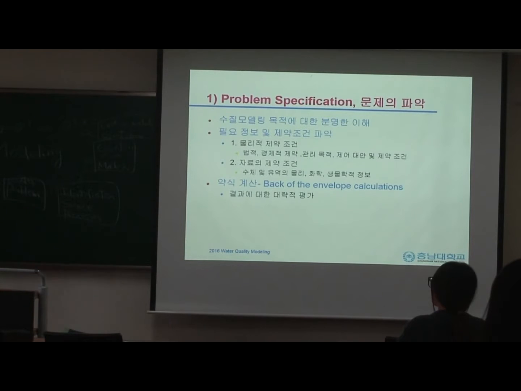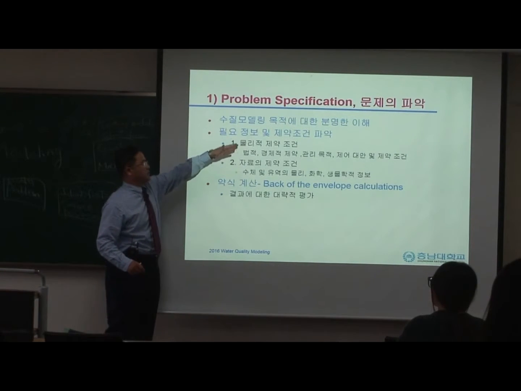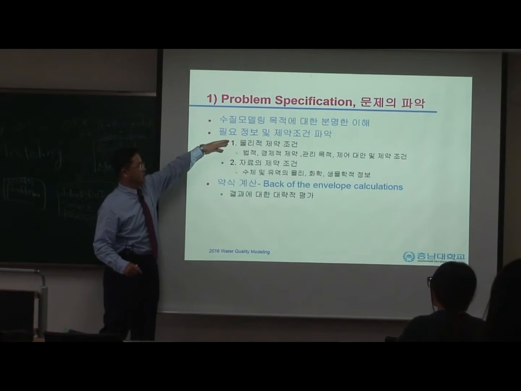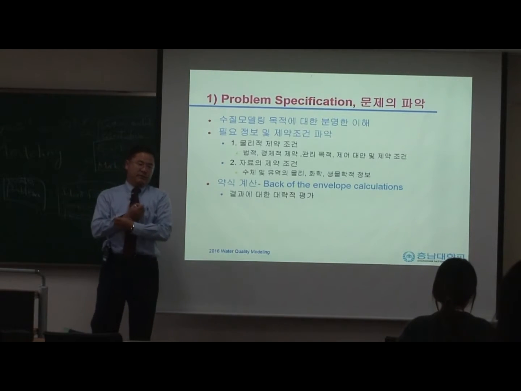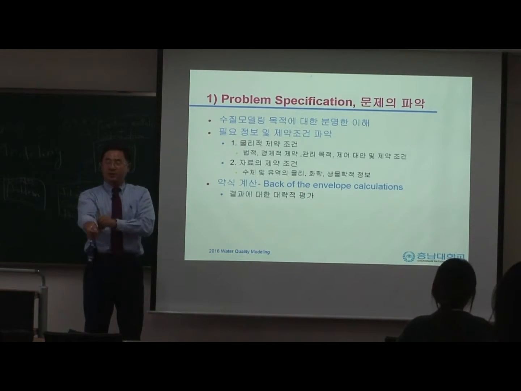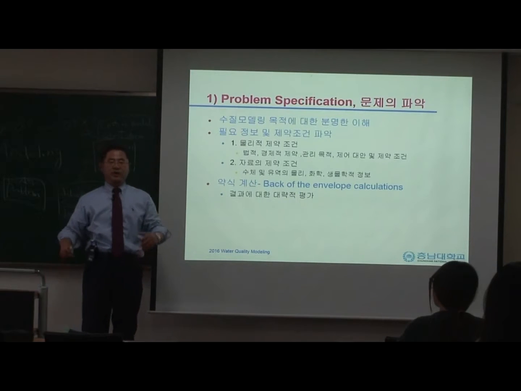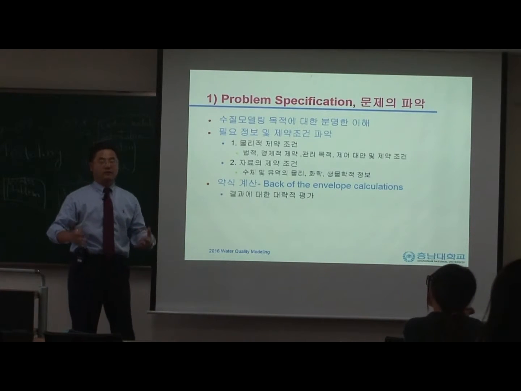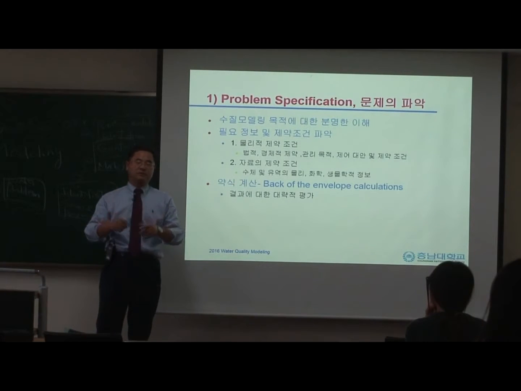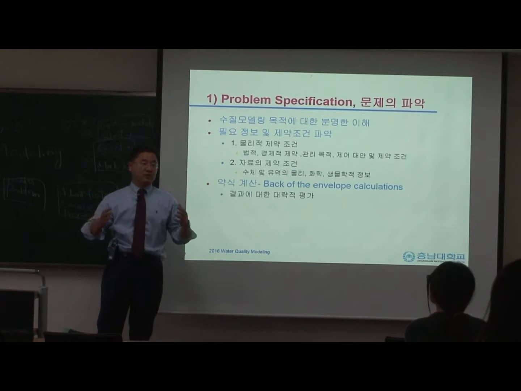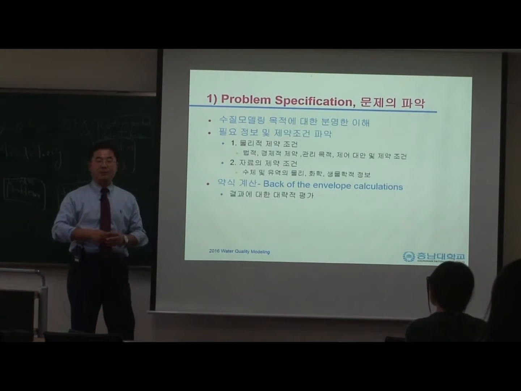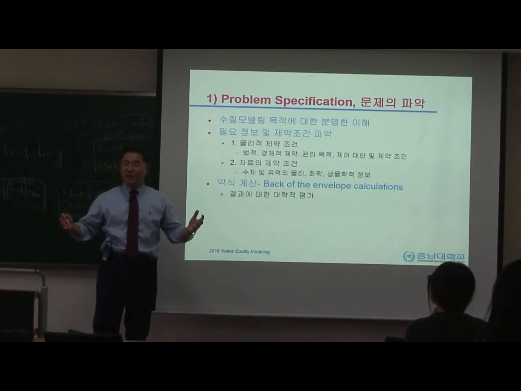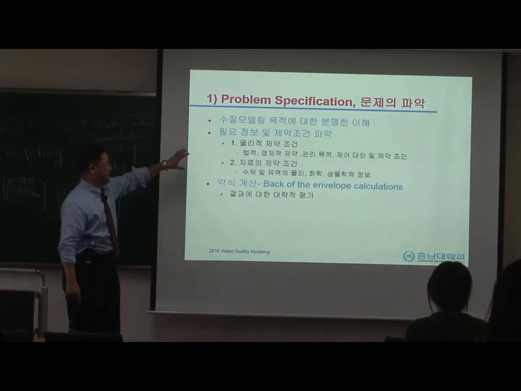For problem specification, you need to find out what kind of information is available. Many times when you go out in the field, it is really common that you don't have enough data. You don't have flow rate, you don't have water concentration, you don't have sediment information, you don't have whatever. So in that case, you have to take measurements. Even then, it is very difficult to make measurements forever, right? So you always have a problem, just like the battery of your smartphone. You will never have enough battery, right?